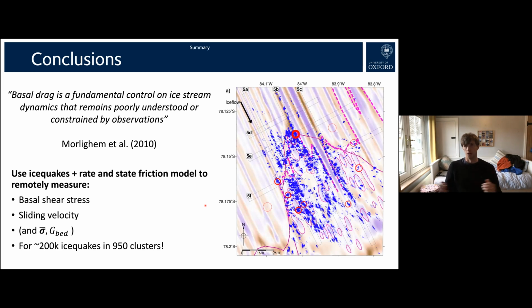And we've done this for 200,000 icequakes in 950 clusters over a 10 kilometer by 10 kilometer region of the Rutherford ice stream. So we can now take these results and plot them up spatially and look at the spatial variation of slip and shear stress of the bed. Yeah, so thank you for listening, and feel free to ask any questions.